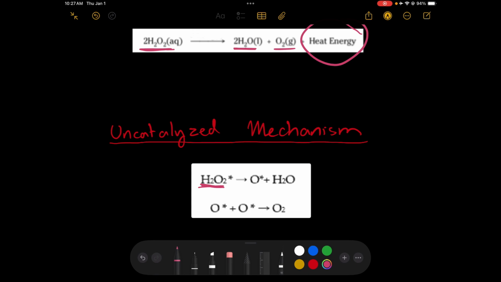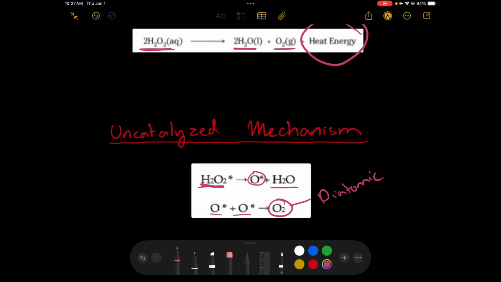We take the H2O2, we break off an oxygen, and leave a water behind. And if you do that a bunch of times, you're going to end up with a lot of singular oxygens around, which will bond together to form O2. And we know that that happens because O2 is a diatomic element, and so they always pair up when they are in samples of themselves. So that's the uncatalyzed mechanism, and it looks really simple to do.